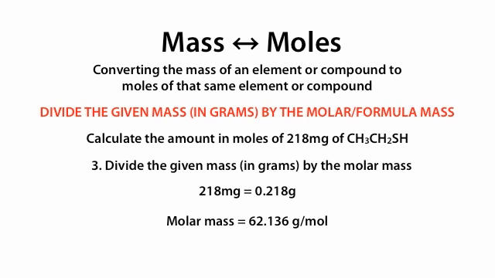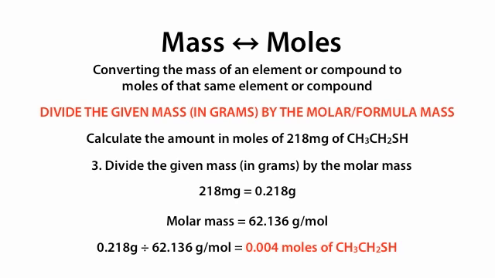Step 3, divide the given mass in grams by the molar mass. So we're going to divide our mass in grams, which is 0.218, by 62.136 grams per mole. Our given mass in grams divided by our molar mass. And we get 0.004 moles of CH3CH2SH.